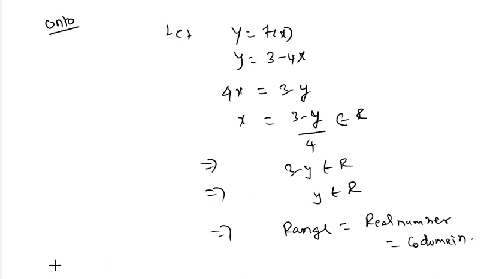As range equals codomain, the function f of x equal to 3 minus 4x is 1 to 1 and onto. It is a 1 to 1 and onto function.